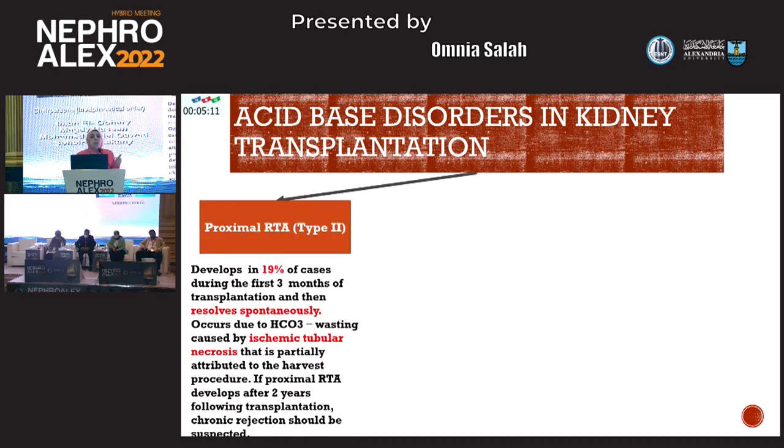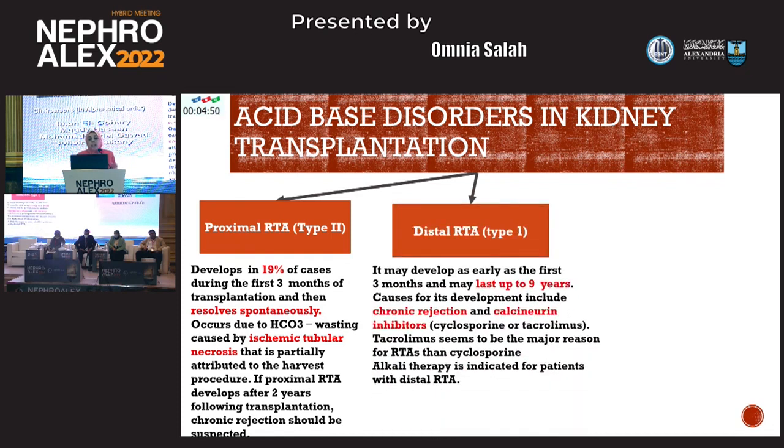The first type, proximal RTA, usually occurs in 19% of the cases. Usually it's transient, occurring only in the first 3 months of transplantation. They related it to ischemic tubular necrosis. Ischemic tubular necrosis in the harvest procedure leads to proximal RTA. If it develops late, it might be due to chronic rejection.